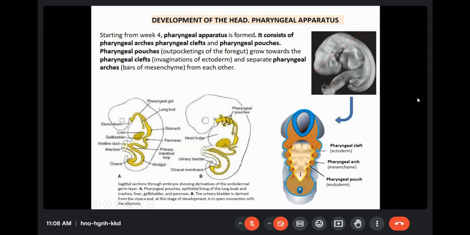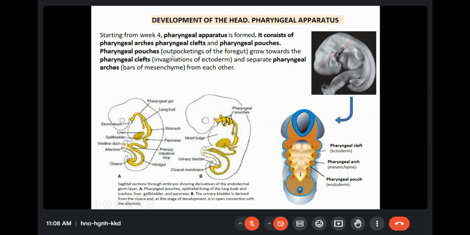And then, starting from week 4, the so-called pharyngeal apparatus develops. This pharyngeal apparatus is seen in the embryo. If you look at the embryo at this stage, here is the head of the embryo, and these are the parts of the pharyngeal apparatus. Pharyngeal apparatus consists of pharyngeal arches, pharyngeal clefts, and pharyngeal pouches.